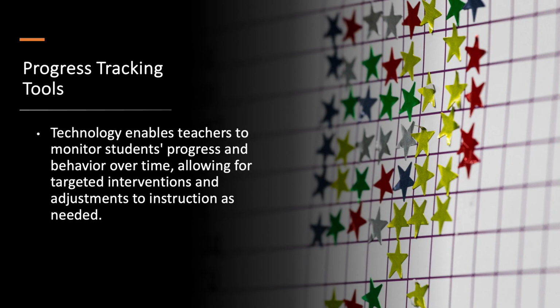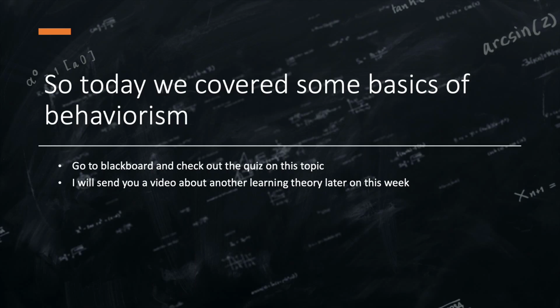Also, technology can be used to track someone's progress. In behaviorism, like we're talking about, we're focusing on different behavior and changes in behavior. So it's important for students to know how well they're doing. Is their behavior correct, right? So technology enables teachers to monitor students' progress and behavior over time. It allows for targeted interventions and adjustments to instruction as needed, right?